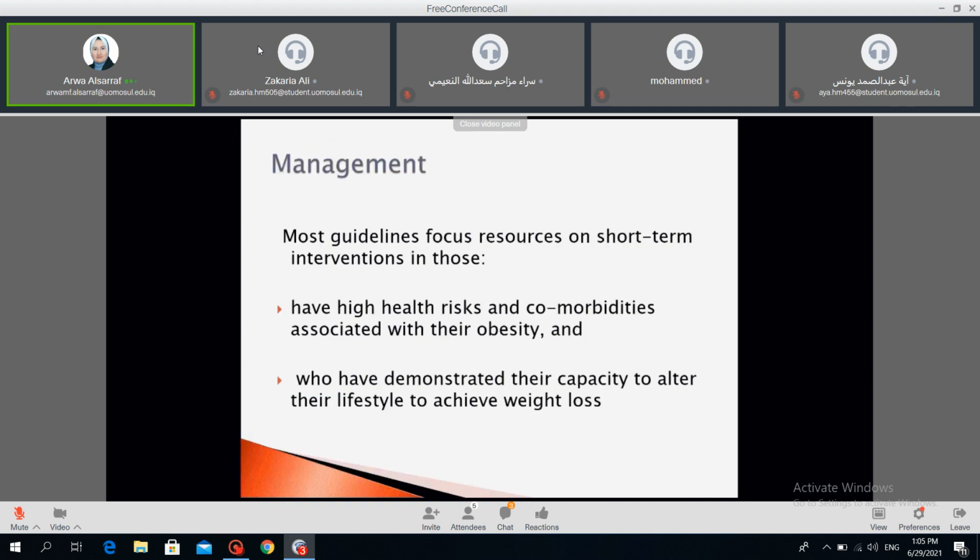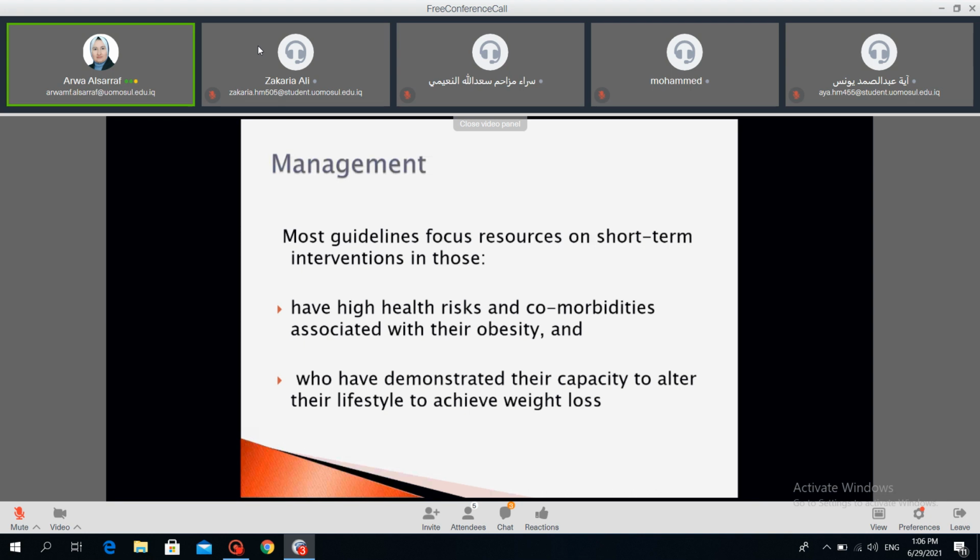So the management of obesity. Sometimes we need rapid or short-term interventions in those patients who have high health risk, for example, comorbidity associated with their obesity. For example, مريض عنده acute joint problem or عنده uncontrolled diabetes and he is very obese, then we should act shortly and within a short time to remove his excess body weight. And also some patients already have the will and capacity to change their lifestyle to achieve weight loss. So those patients also need attention and help to reduce their body weight.